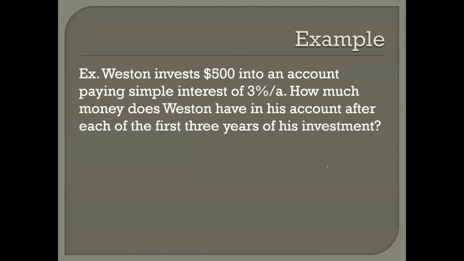All right, so let's say Weston is investing $500 into an account that pays simple interest 3% per annum. How much money does Weston have in his account after each of the first 3 years of his investment? So let's say that he's doing this for 3 years. So how much money does he have after each of the 3 years? Okay, let's look at the first year. So what we do is we use our formula. Our formula is I is equal to P times R times T.